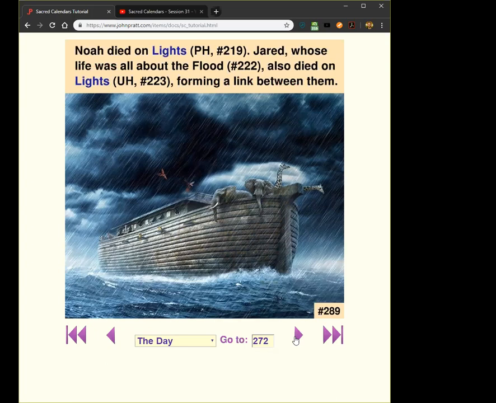And again, one's perpetual Hebrew and one's regular Hebrew. But Jared is tied to the flood. Noah's tied to the flood. So I'm trying to give these different examples of how these calendars are used. Because with both of them on this lights holy day, it makes a tie between Jared and Noah. Whereas there hasn't been one. There's a zillion ties between Jared and his son Enoch.